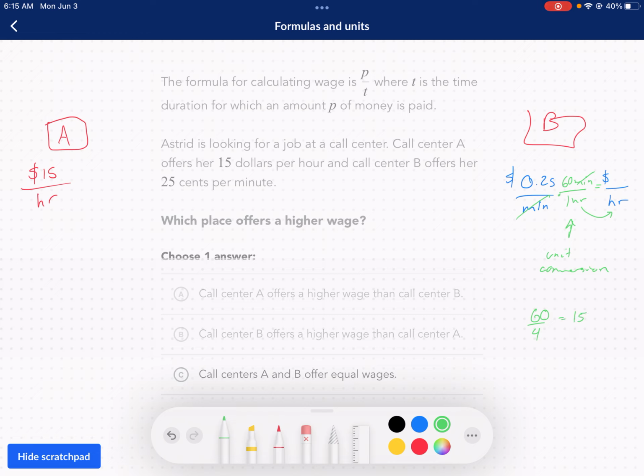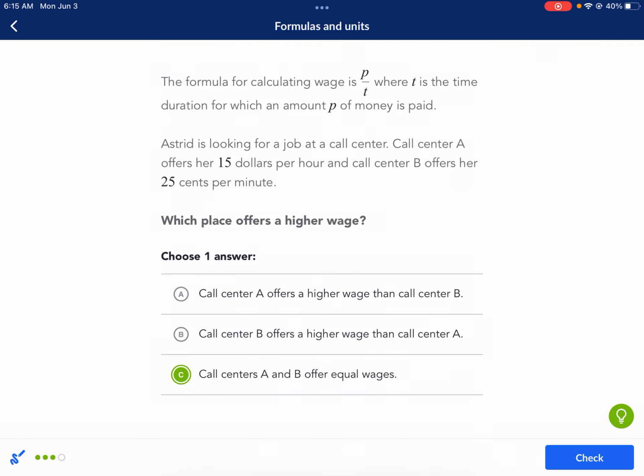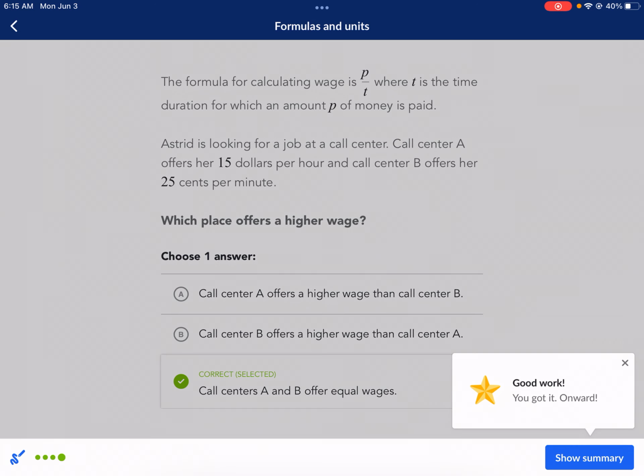Okay, if you want, you can get a calculator, multiply 60 times 0.25. Trust me, you're going to get $15. And then we have per hour. So they're the exact same. They're the same job. So that won't be a differentiating factor. It will be the work for this person. So they're equal wages is the correct answer.